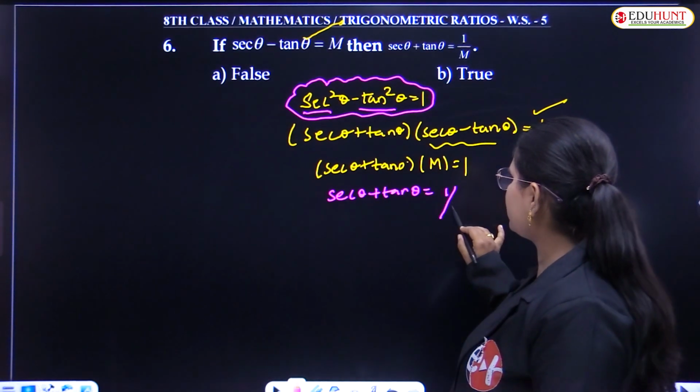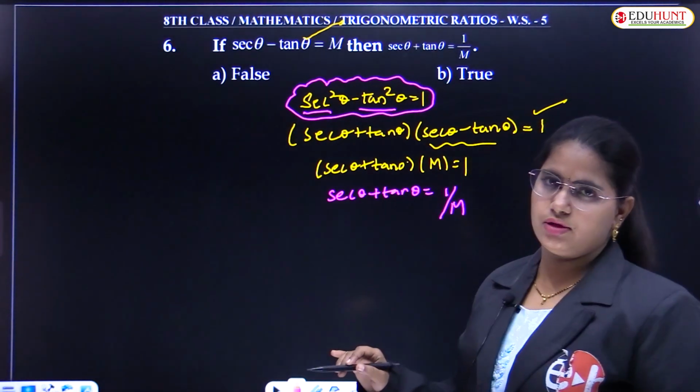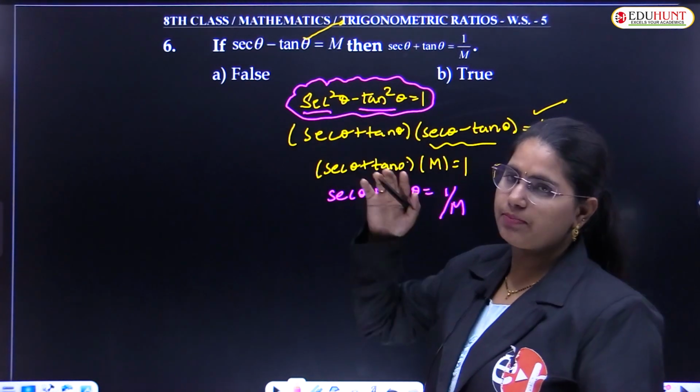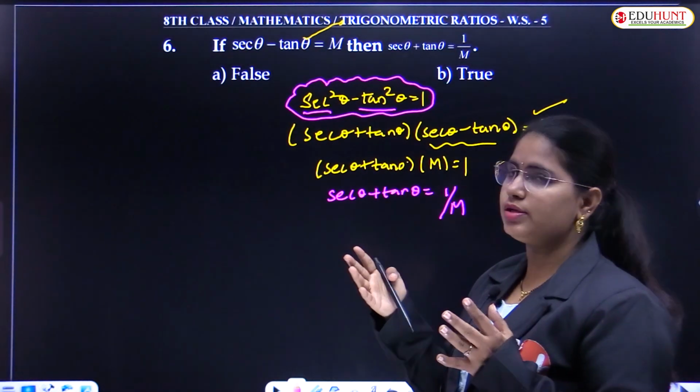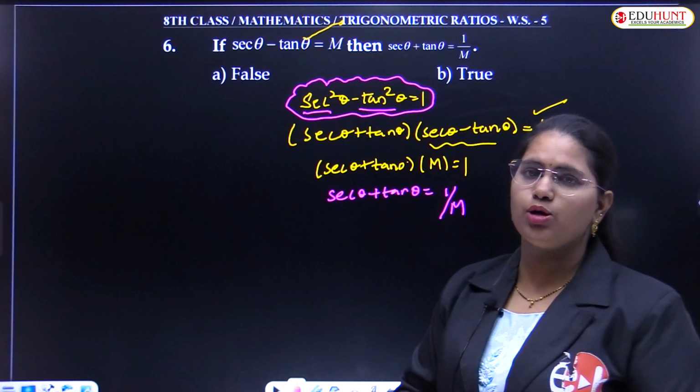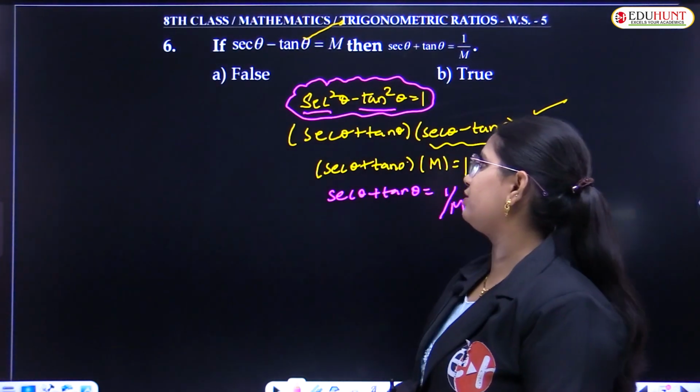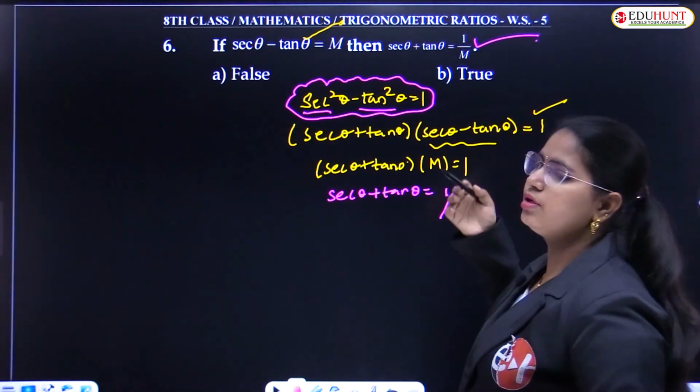If you transpose to that side, it will become by division, correct? So let's get back to the question. What they have asked in the question: if secant theta minus tan theta is equal to m, then what is the value of secant theta plus tan theta, which is of course 1 by m, correct?